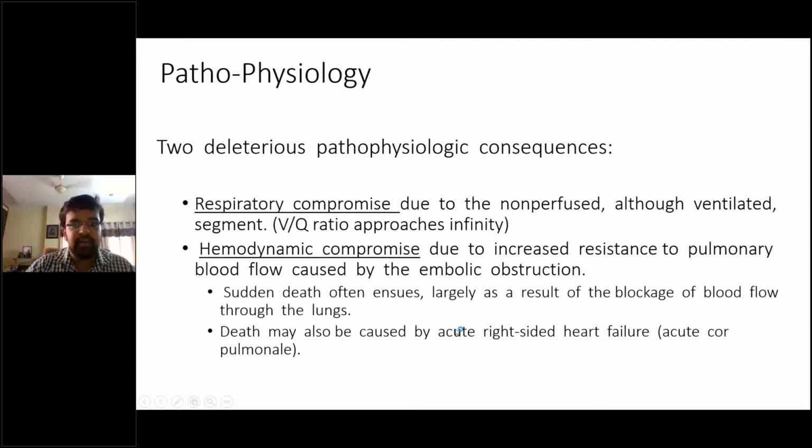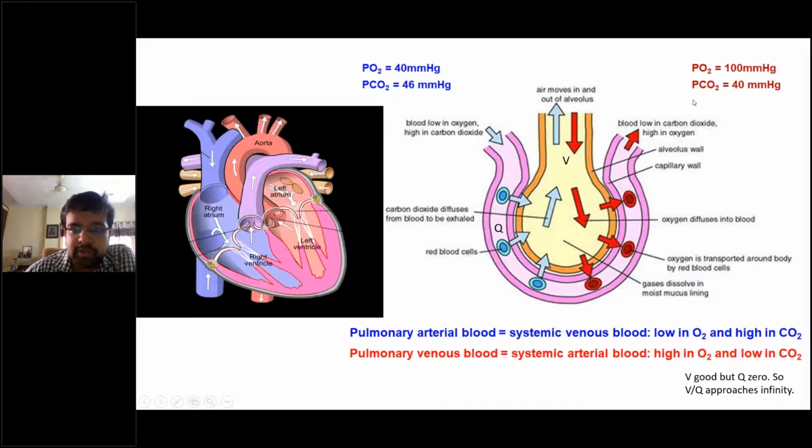Death may also be caused by acute right-sided heart failure. In fact, the most common cause of death in pulmonary embolism is acute right-sided heart failure, also known as acute cor pulmonale. Okay, so this is understood. Pathophysiological consequences: there is respiratory compromise. Why is there respiratory compromise? Ventilation is okay, but perfusion is not okay, and there is a hemodynamic compromise.